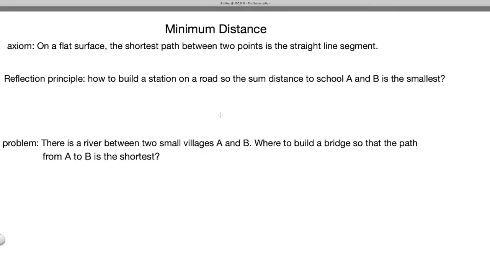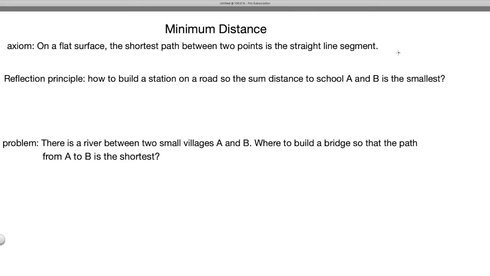In this video, we're going to look at some further variation of the shortest path or the minimum distance problem. But first, let's recap the ideas that we have talked about. First, we start with this very simple axiom: on a flat surface, the shortest path between two points is the straight line segment.